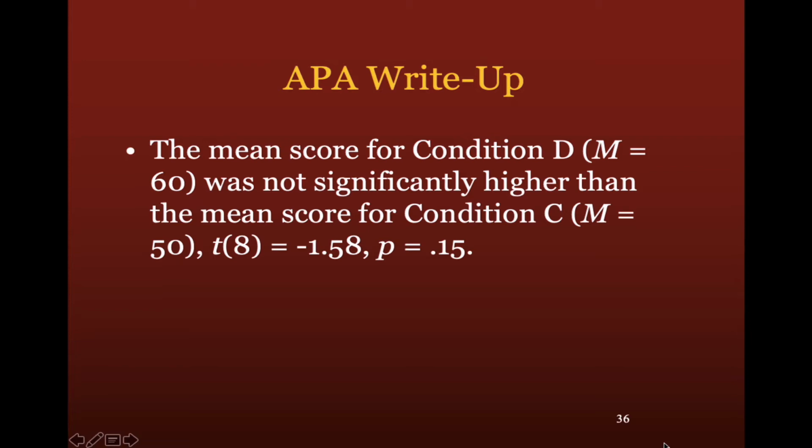p is equal to 0.15. The negative 1.58 is your t statistic. That then gives you a p-value of 0.15. That's the probability of getting that t statistic if the null is true. So there's a 15% chance of getting a t-value of 1.58 if the null is true. That probability is greater than our cutoff for alpha, which is 0.05. Therefore, we fail to reject the null hypothesis.